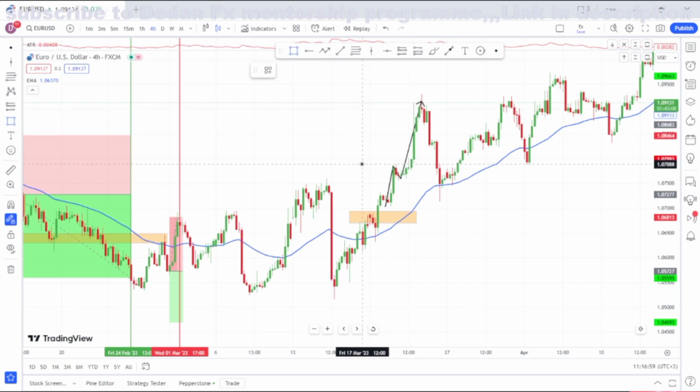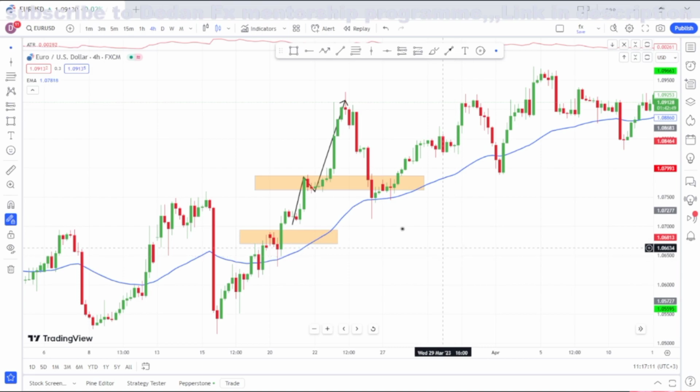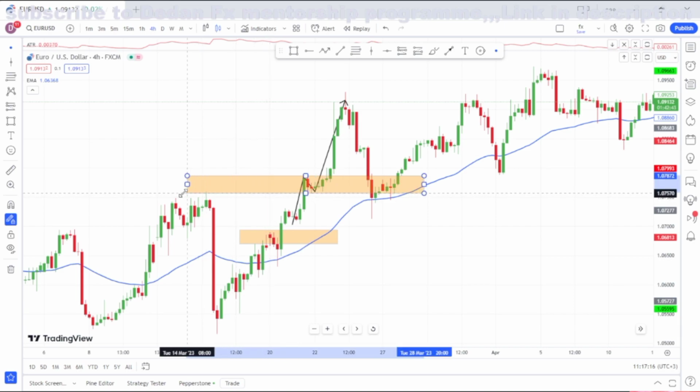Here, where we had the current break of structure, that should have been my zone. You can see these candles gave a pullback and they were all inside my zone. No price went against my zone. So that would have been my zone.